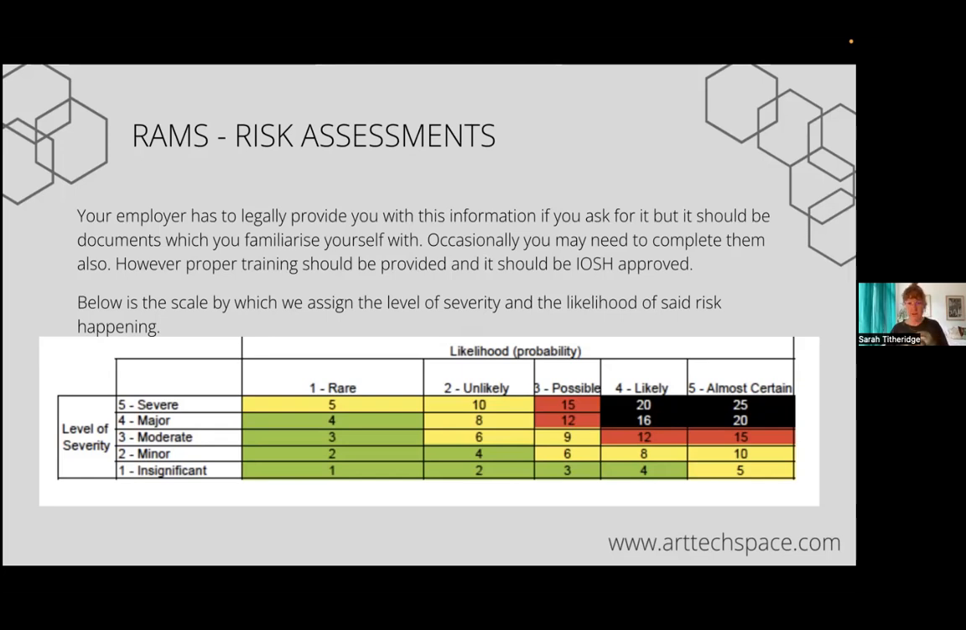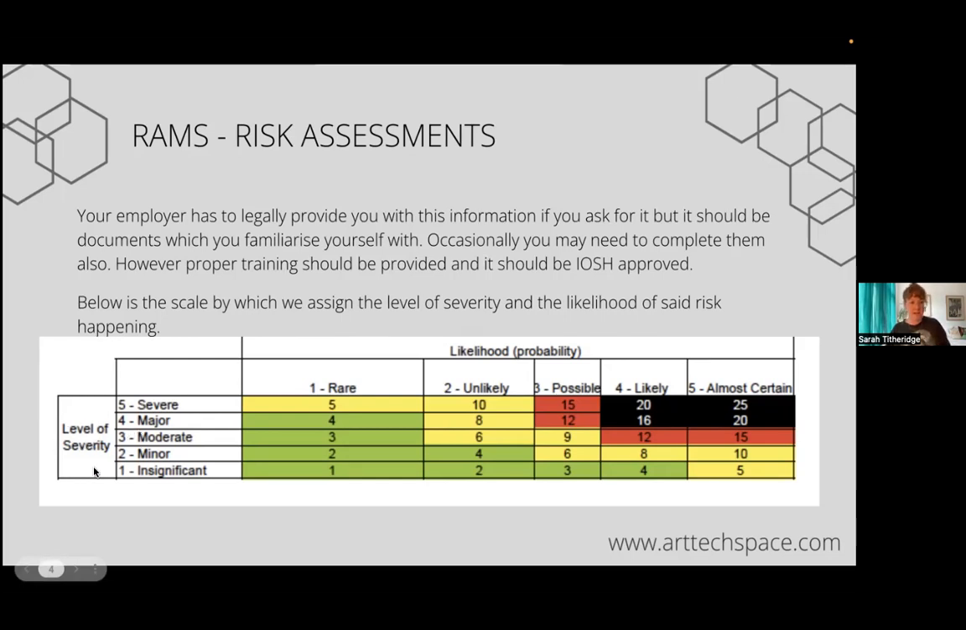And it has to be, how do you pronounce it, IOSH approved, which is the Health and Safety at Work organization. And this is a scale below. The scale below is essentially how we assign the level of severity and the likelihood of a risk happening. So you look at the risks that you've got and note them down. I'll show you a risk assessment in a second and go through it.